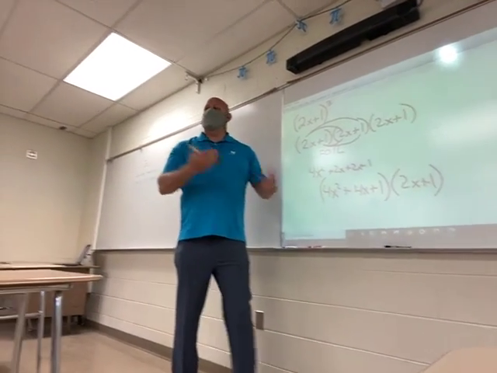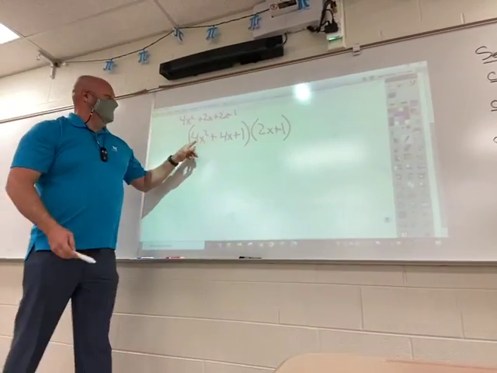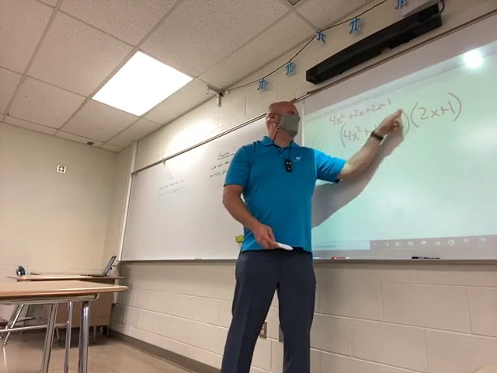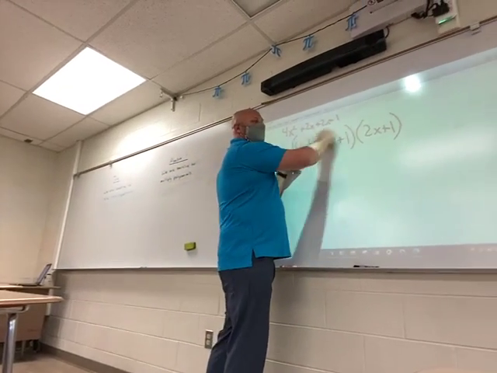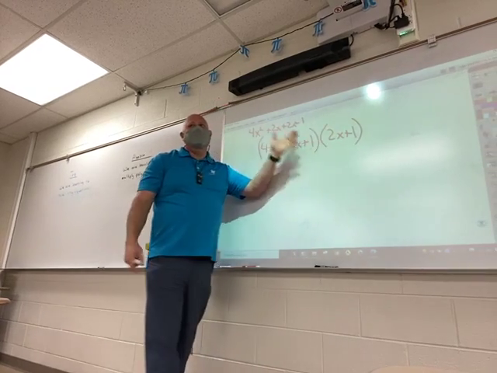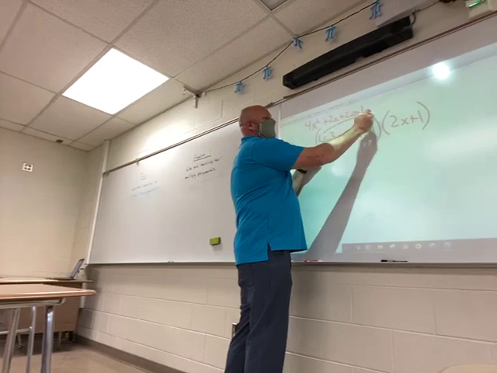So now we have to do that one, which means, and you can do it either way. You can send the 2x through each way here and then the 1, or you can send the 4x squared through, the 4x, and the 1 through. It doesn't matter if you're going left or right here. You're going to end up doing the same amount of work.